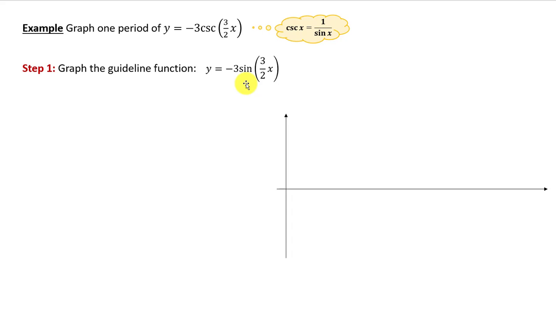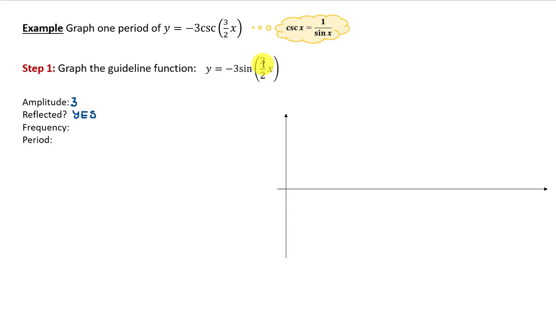But what's important is that the guideline sine function that we're going to graph in the first step is going to have same numbers as in the given cosecant function. See how I have -3 and then 3 over 2x. So it's -3 sine of 3 over 2x. Let's describe the graph of this sine function. Its amplitude is 3. It's going to be reflected because of the negative sign.